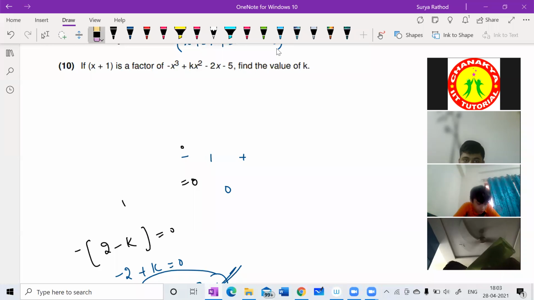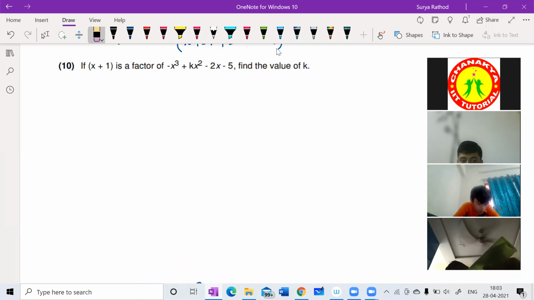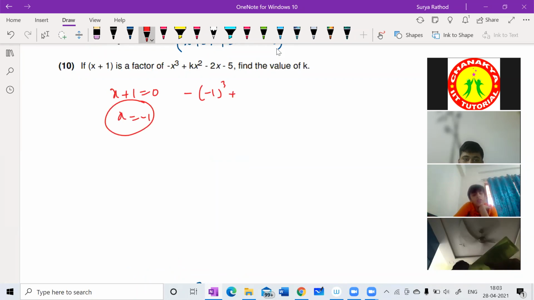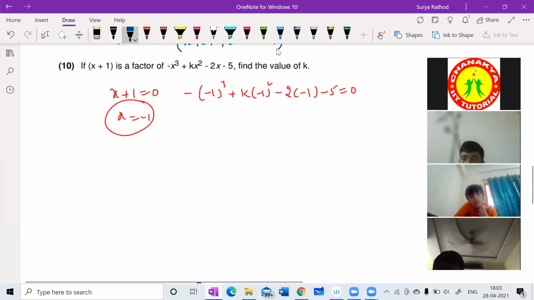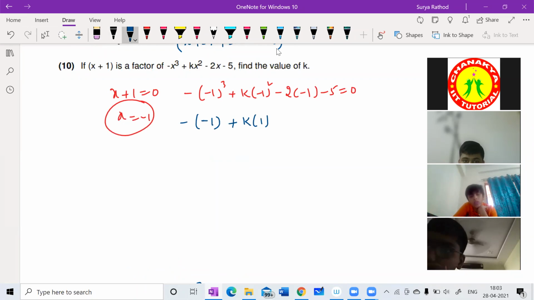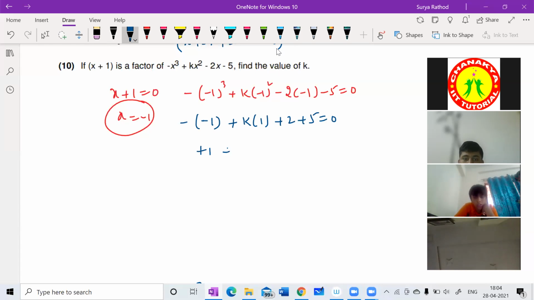Let me erase all this. See here, x plus 1 is equal to 0, which means x is equal to minus 1. So we'll substitute now minus 1 whole cube plus k into minus 1 whole square minus 2 into minus 1 minus 5 is equal to 0. All right. So minus into minus, here minus 1 only I'm going to get. So here plus k plus 2 plus 5 is equal to 0. So plus 1 plus k.